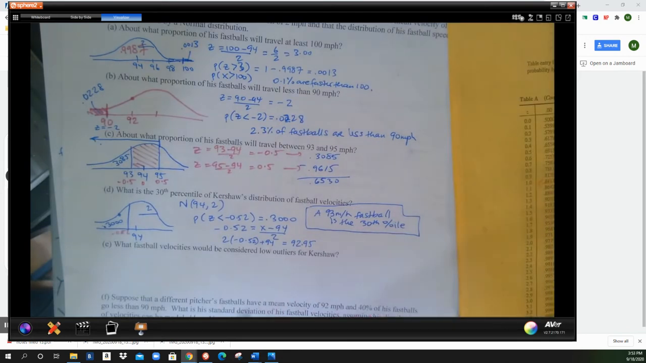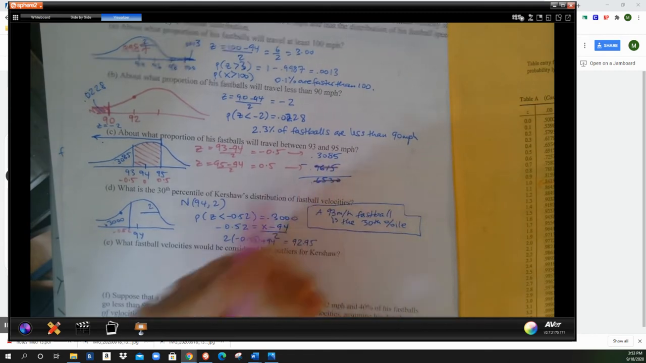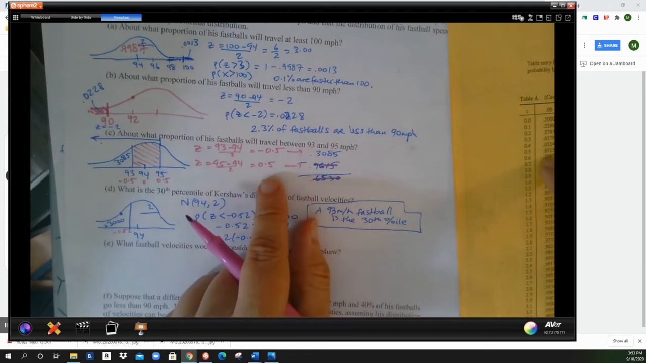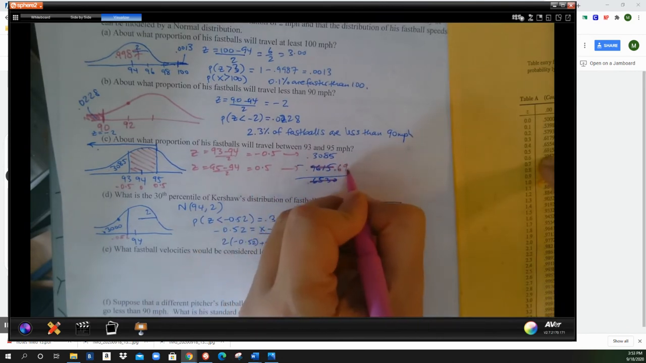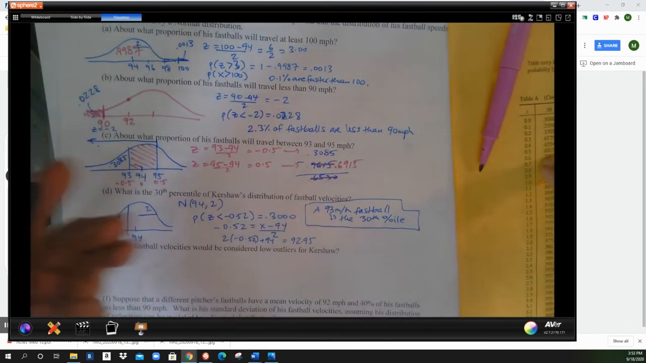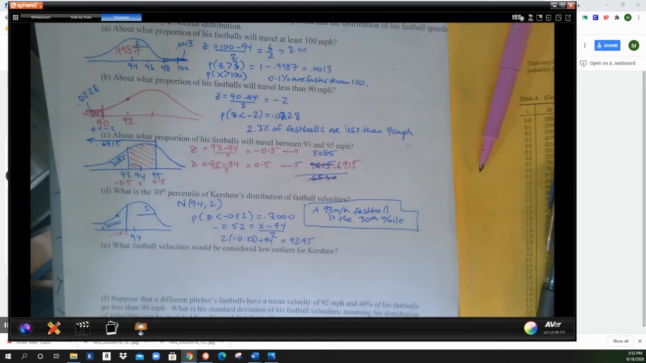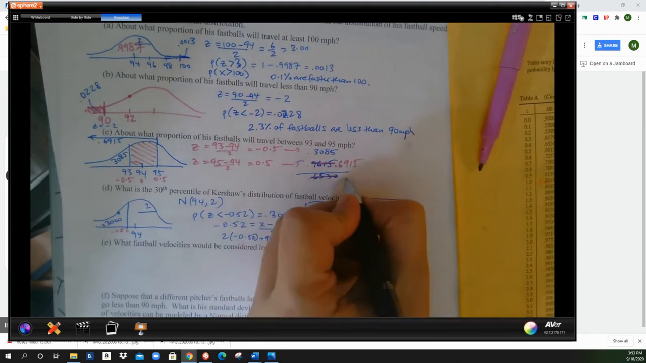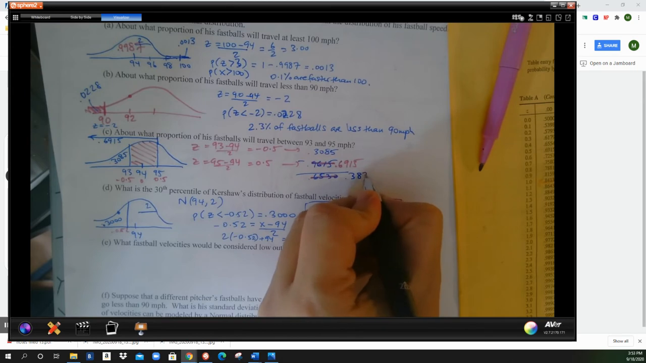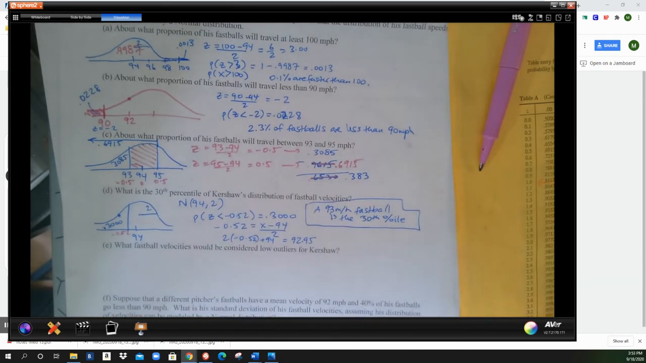Wait, how did I get a 9615? The heck was I doing? That ain't right. Okay. Positive 0.5 6915. There you go. Okay, that makes more sense. Now, 6915. And then when I subtract those, I'll get something different. Okay. I have shaded 38% of my graph. That seems much more plausible.